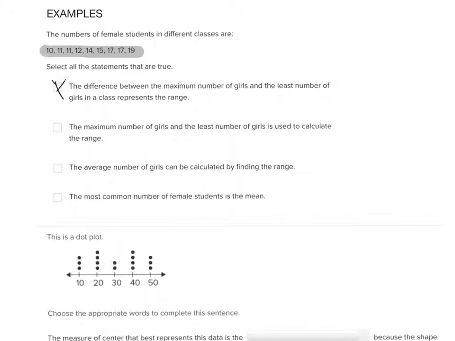The maximum number of girls and the least number of girls is used to calculate the range. Well, that's also true. That's what they just said. The average number of girls can be calculated by finding the range. No. The most common number of female students is the mean. No, the most common number would be the mode. Okay, so that was an easy one. We're going to move on to the next question.